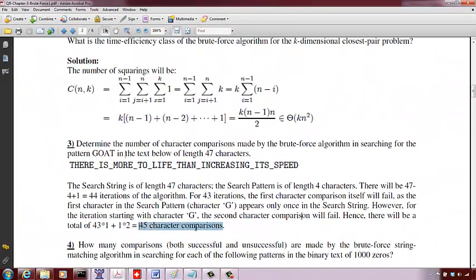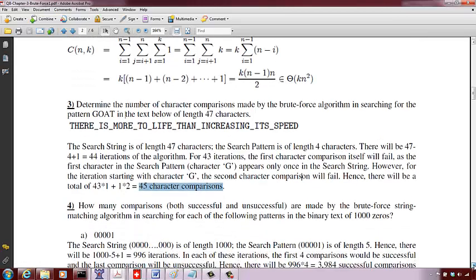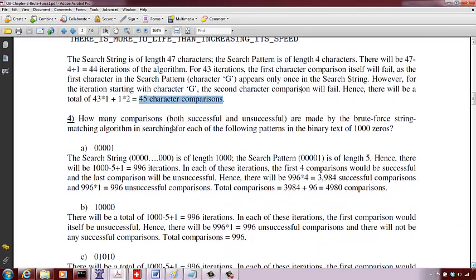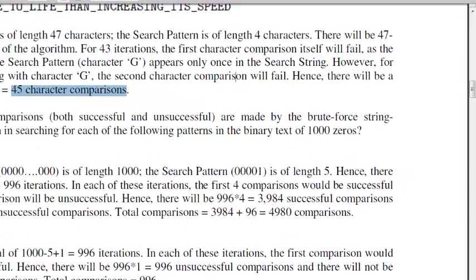Okay, alright, so now let's see question number 4. How many comparisons do we do, both successful and unsuccessful, when we do a brute force string matching algorithm, and we're looking for binary patterns in a text string that is 1000 zeros, and we're looking for these patterns. So let's see each of them.